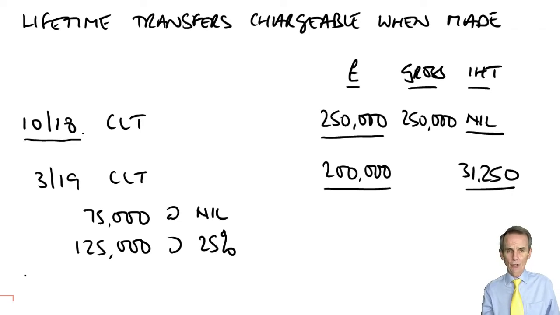Now, in terms of any exam question you get, then at this stage anyway, we're going to be looking at CLTs as here that were made within the 7 years before the date of death. But in a later lecture, what we will look at is what happens when actually there are CLTs made more than 7 years before the date of death.